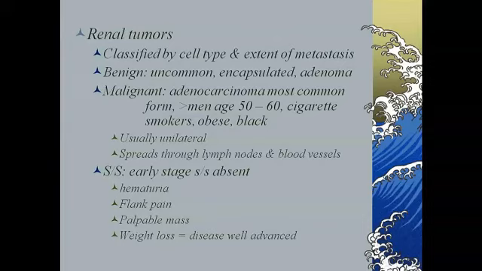Symptoms, in the early stage, there aren't any. But as it progresses, you get hematuria, flank pain, a palpable mass, and weight loss. And when the weight loss occurs, the disease is very well advanced. You'll find the staging on page 747 with a picture on page 746 about renal tumors.